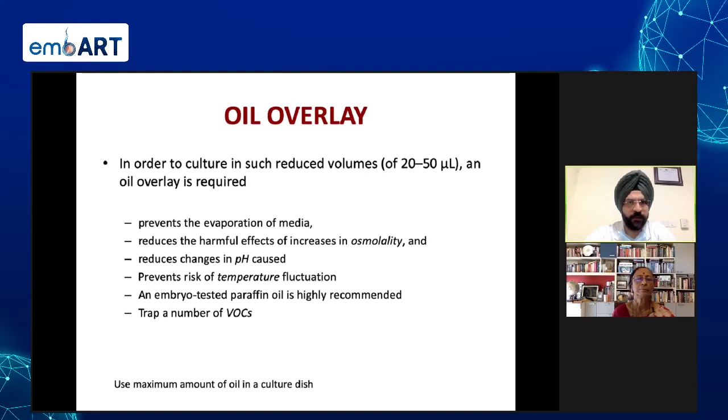An oil overlay is essential, because then you can culture in reduced volumes. You can do a single culture or a group culture in a volume of around 20 to 50 microliters. It prevents the evaporation of media, and reduces harmful effects such as increase in osmolality or changes in pH. It prevents the risk of temperature fluctuation, and it also has an advantage in trapping a lot of VOCs. So generally we recommend that the maximum amount of oil should be used in a culture dish.